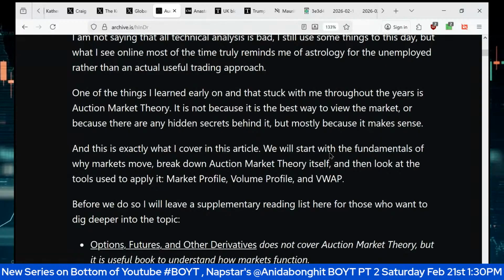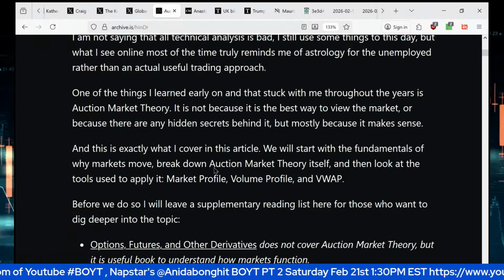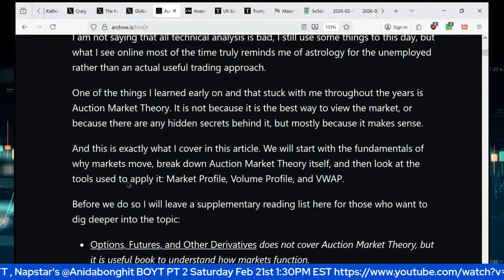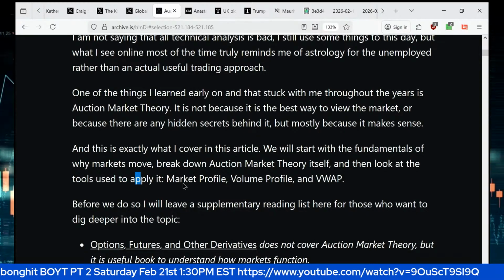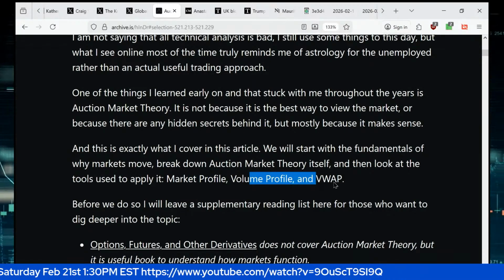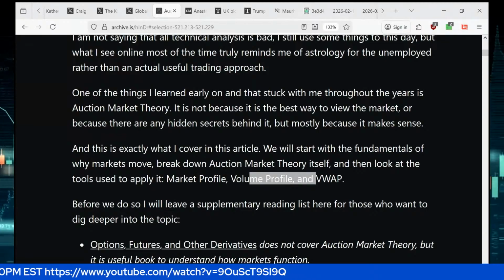We will start with the fundamentals of why markets move, break down auction market theory itself, and then look at the tools used to apply it: market profile, volume profile, and VWAP.